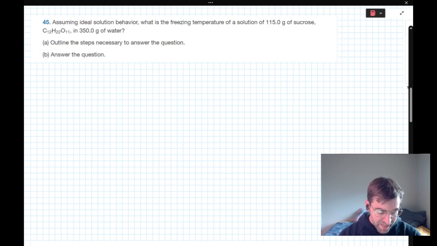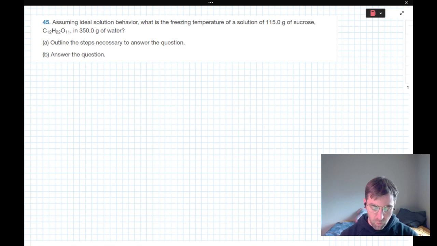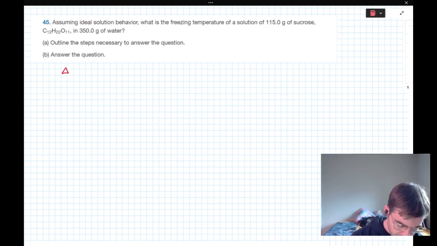All right. Assuming ideal solution behavior, what is the freezing temperature of a solution of 115 grams of sucrose in 350 grams of water? Outline the steps necessary to answer this question. This is going to be very, very similar. We're just looking at the tabulated values for freezing points and those constants, and we will be subtracting instead of adding our change. So the change in freezing temp is the freezing constant times the molality.